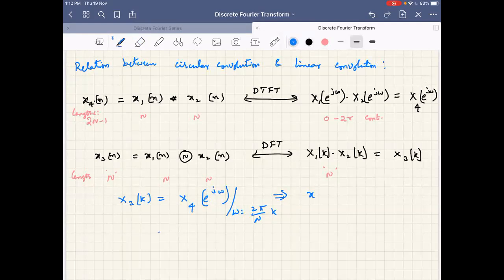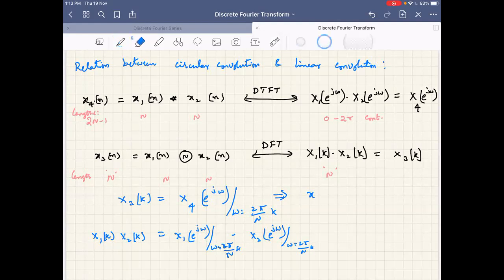X4, because this indicates that, if you see the right-hand side and left-hand side, X1 of k into X2 of k. Here, X1 of e power j omega is sampled at omega equal to 2 pi by N into k. Similarly, this is also sampled at omega equal to 2 pi by N into k. So they exactly agree, and there is no problem in defining it as X3 of k equal to X4 of e power j omega. But if you now take the frequency domain representation, what do you get? That is the question.